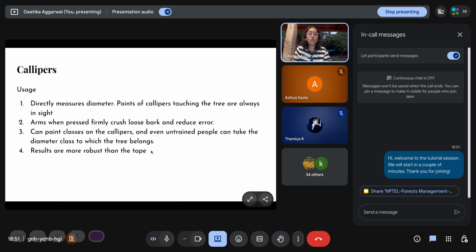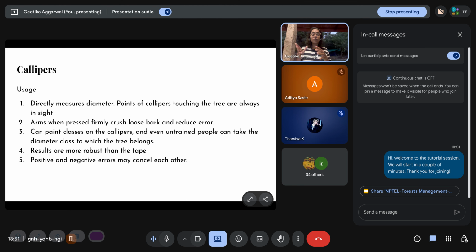The results here are more robust than using a tape measure, for reasons we'll come to later. The results that you get from the vernier caliper or caliper measurements are more robust than tape. And the positive and negative errors can cancel each other out. So there can be some positive and negative errors with the calipers.